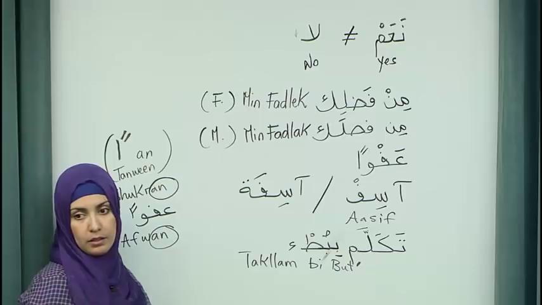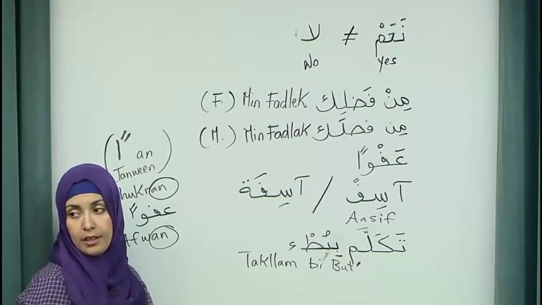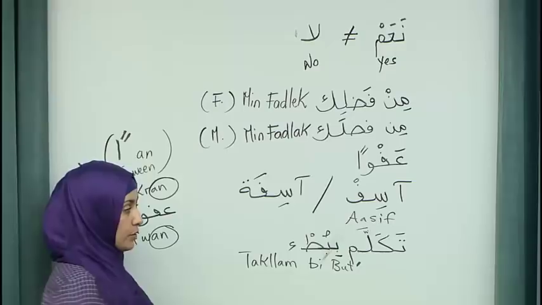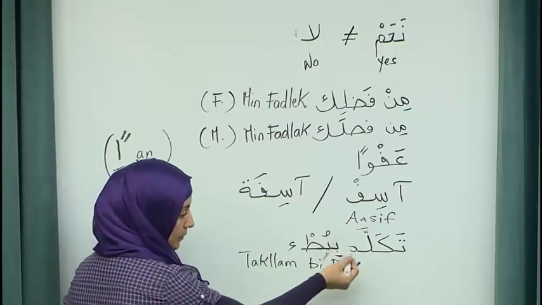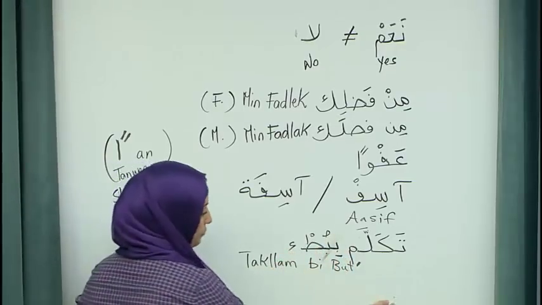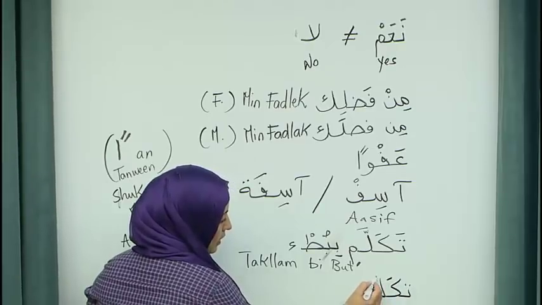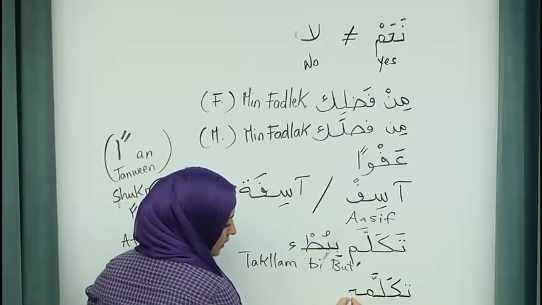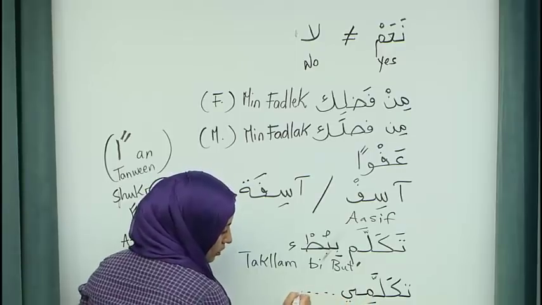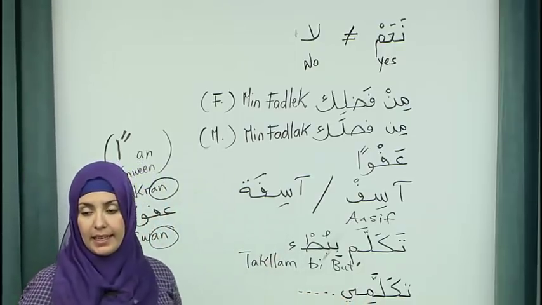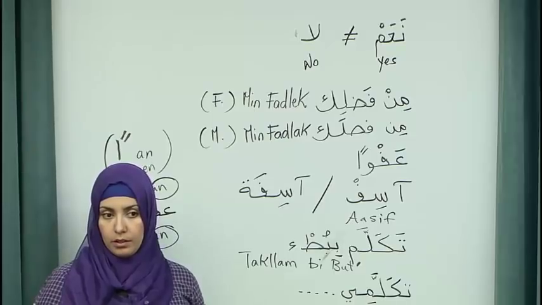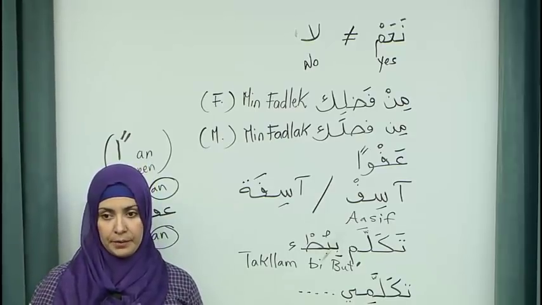A female or male? Male. Good. I'm going to address a female. I'm going to say تكلمي. I'm going to use E at the end. تكلمي ببطء. So you can say, just speak slowly. You can say, I don't understand.